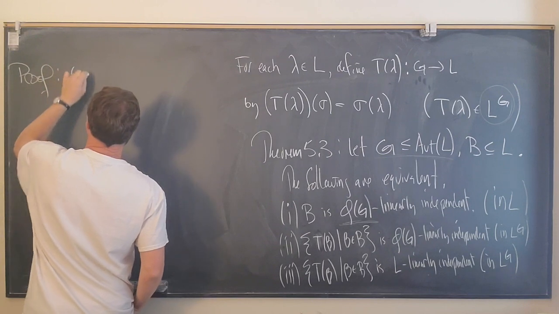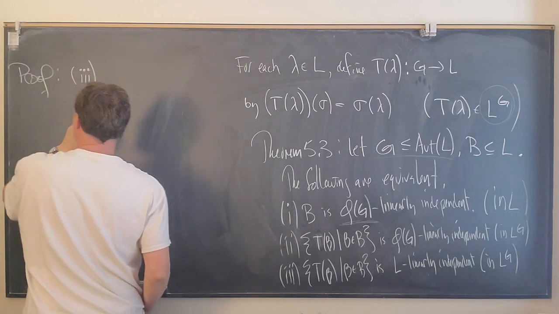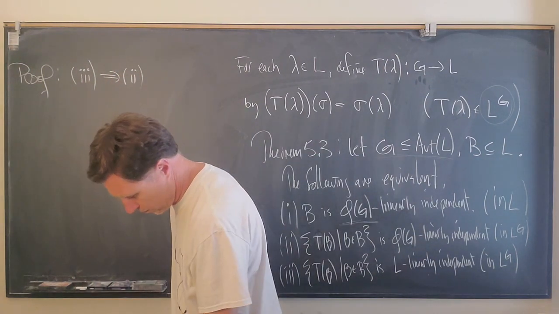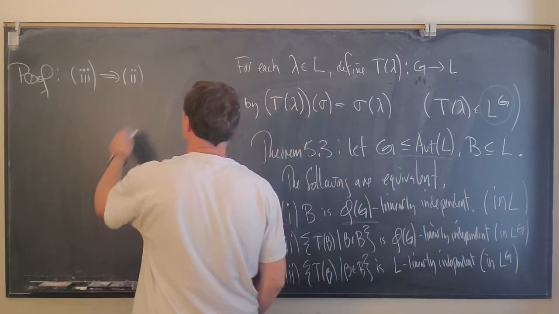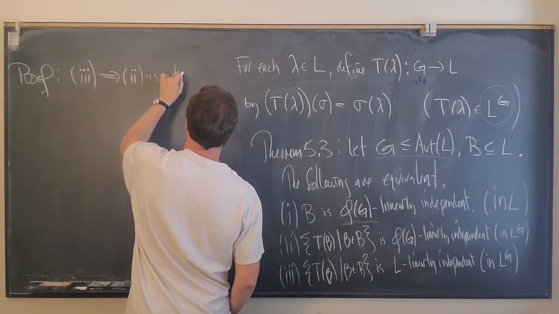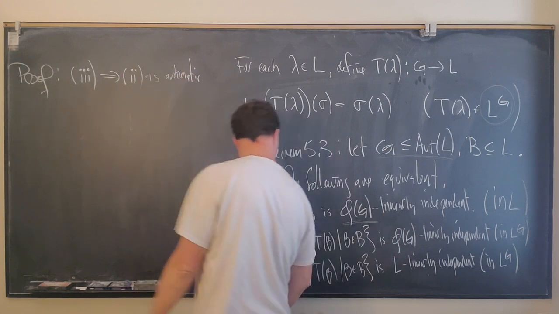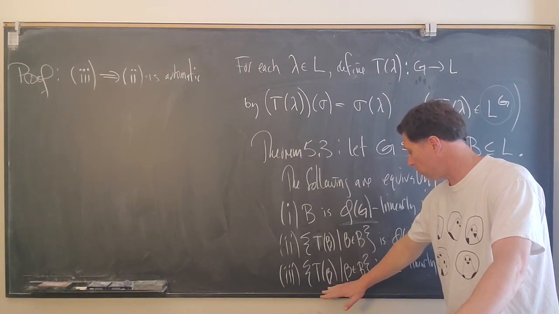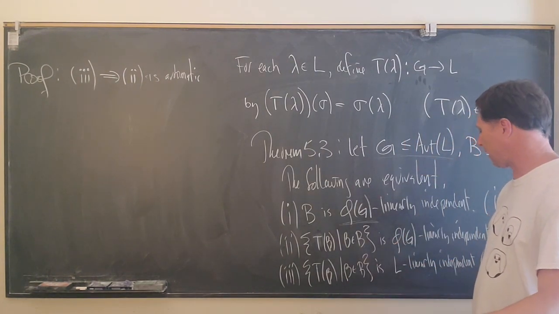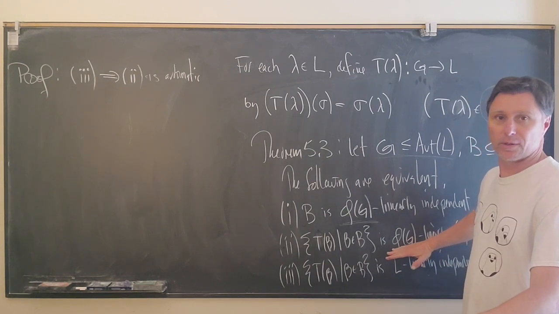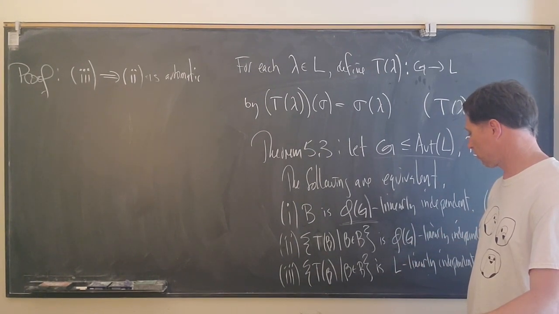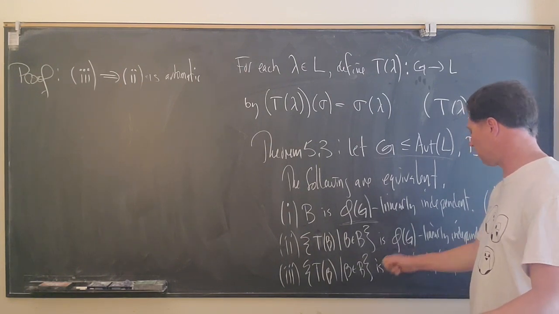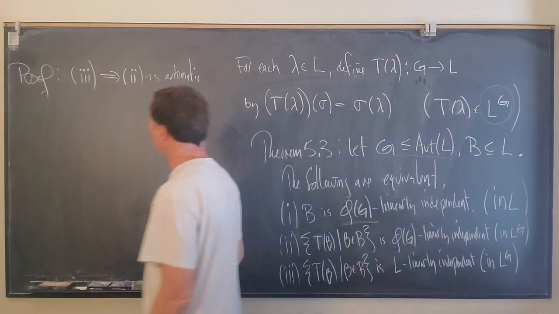So for the proof, we need to complete a cycle. First, let's get the easy one out of the way. Yeah, 3 implies 2. This is automatic. If you can't form a non-trivial linear combination using coefficients in L, then you definitely can't do it by reducing the collection of scalars you're allowed to use. So if you can't do it using L scalars, then you certainly can't do it using phi of G scalars.